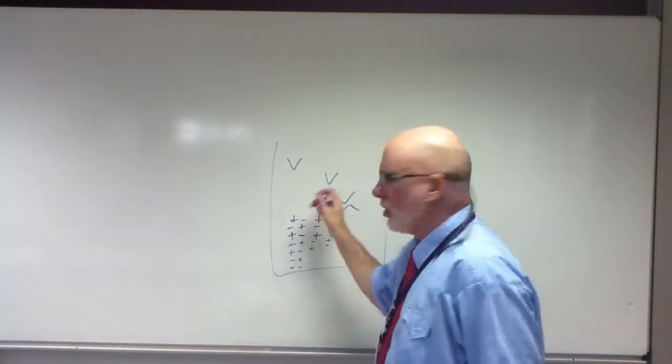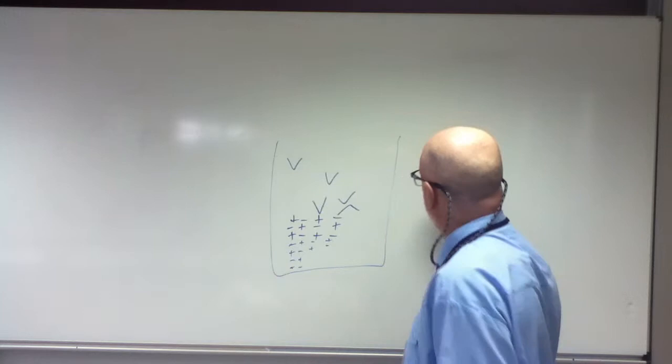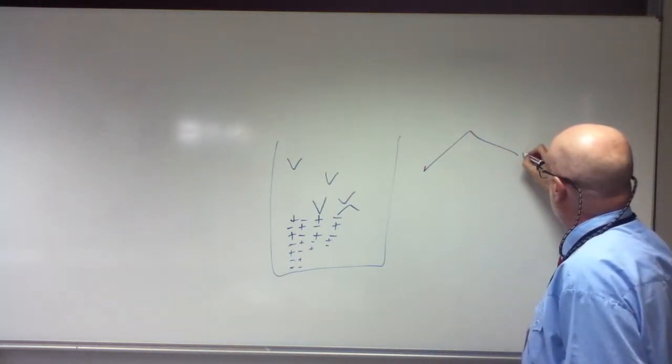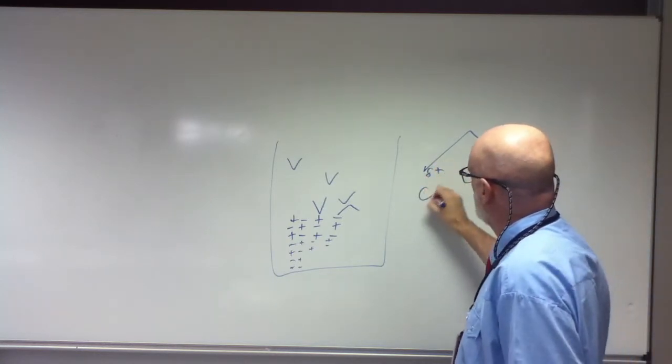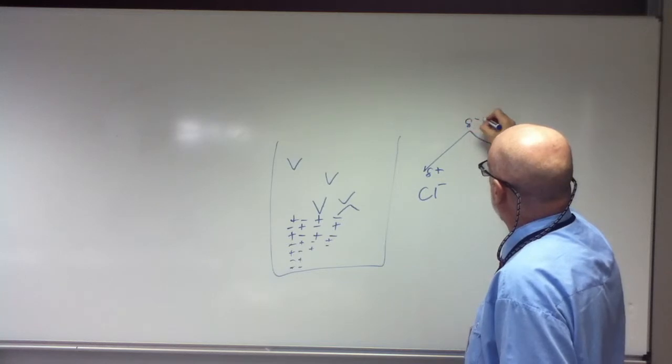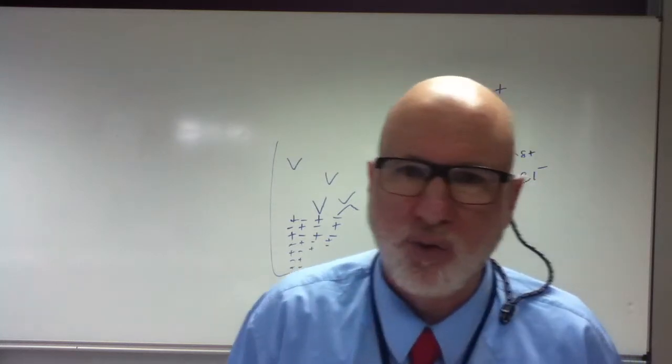So the water, the polar nature of water, will take the individual ions and bring them into solution, lining up charges. The partially positive hydrogen side of water, will that line up with a sodium or a chlorine? This partially positive, it's going to line up with the chlorine, right? Who said sodium? This is partially negative. That's going to line up with the sodium. So it's the polar nature of water.